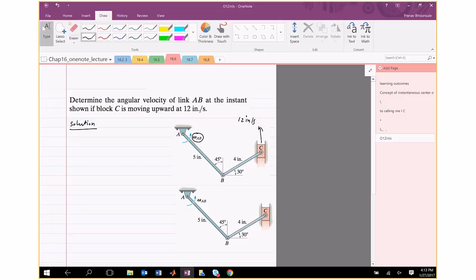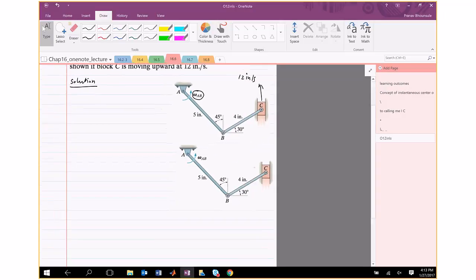Again, you can do this problem using 16.5. All you will have to do is find the velocity of B, find the velocity of C, and then link them up, and you'll be able to solve for omega AB. But we will solve this problem using instantaneous center. The idea is that if we can find the instantaneous center for link BC, then we might be able to solve for omega AB. So let us try to find the instantaneous center for link BC.